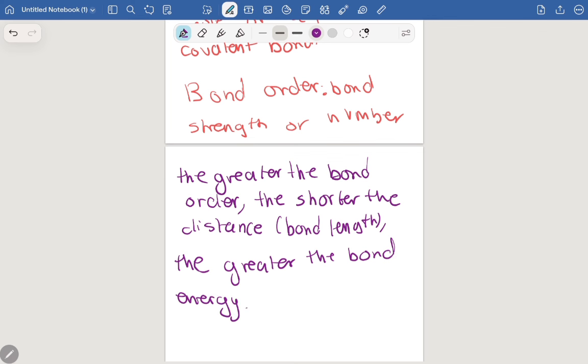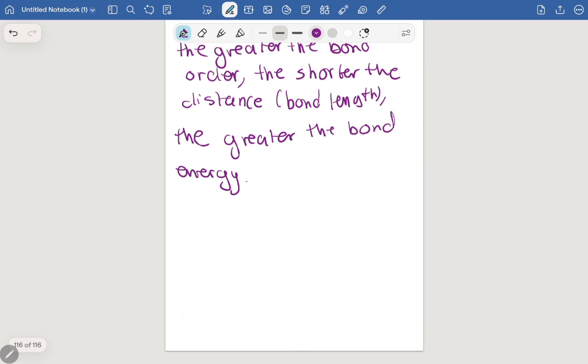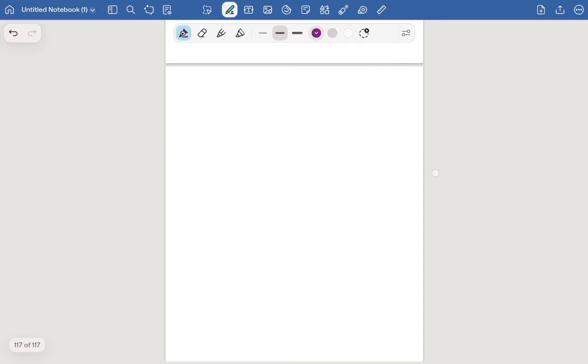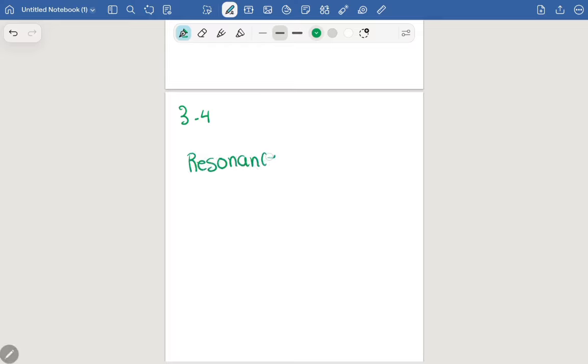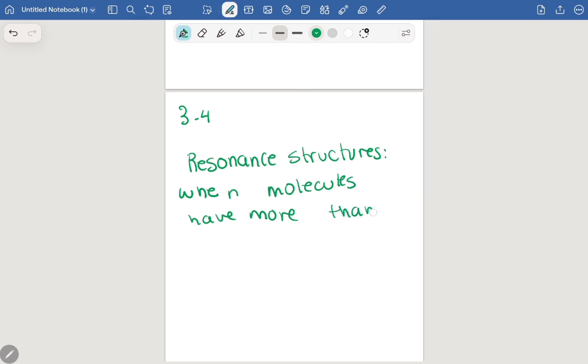Perfect, just like that, we finished 3.3. Now we'll move on to the next chapter, which is 3.4, and it talks about resonating structures. So what are resonance structures? Resonance structures occur when molecules have more than one valid structure.